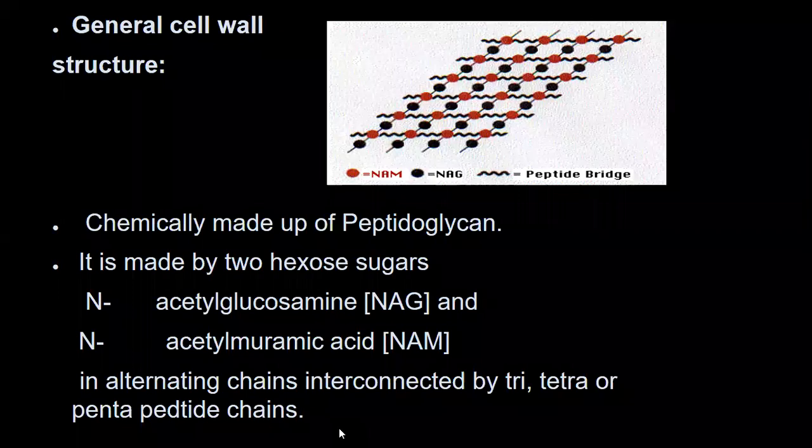If you look at it, we have the NAM, which is the N-acetylmuramic acid, and the NAG, which is N-acetylglucosamine, which are interwoven together in alternate form. They can be in tri, tetra, or pentapeptide chains. So they form the meshwork, MESH, which forms the part of the cell.